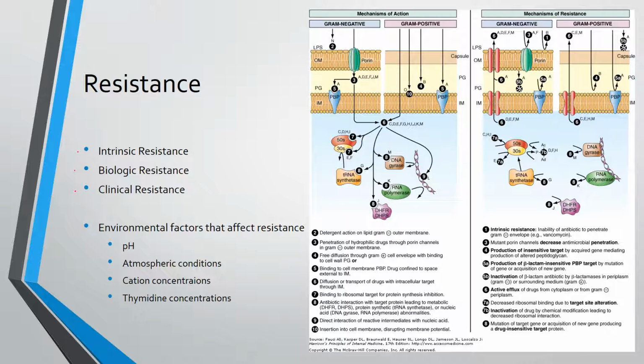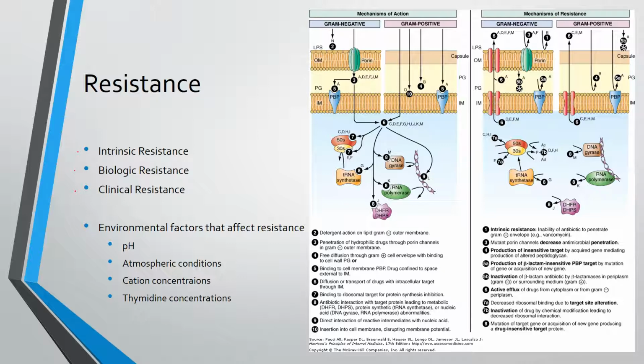Aminoglycosides, for example, because their uptake is an oxidative process, you don't use aminoglycosides against anaerobes. We've already said that. You have to have that oxidative process present. Without oxygen, aminoglycosides are not an option. Okay, biologic resistance.